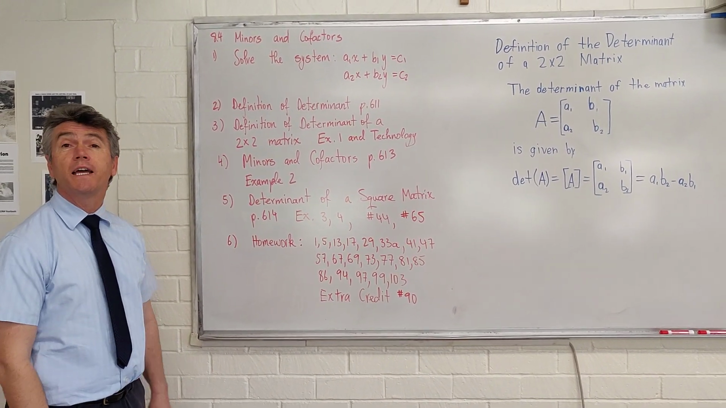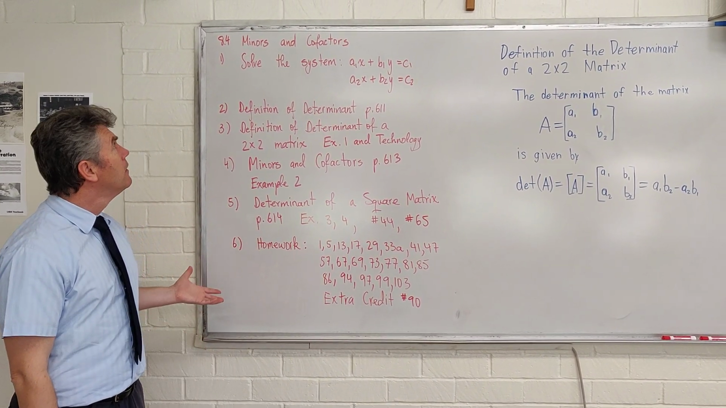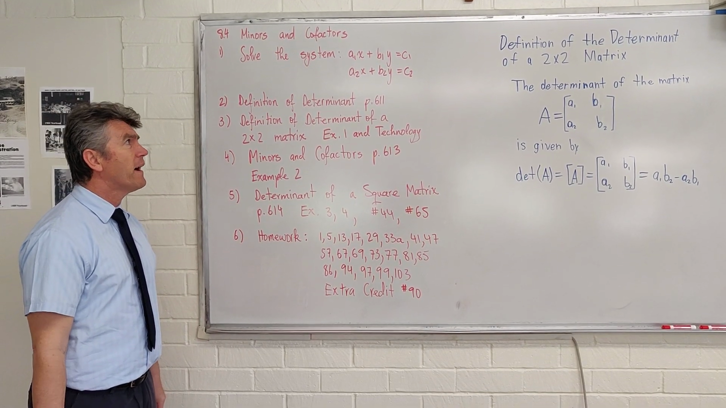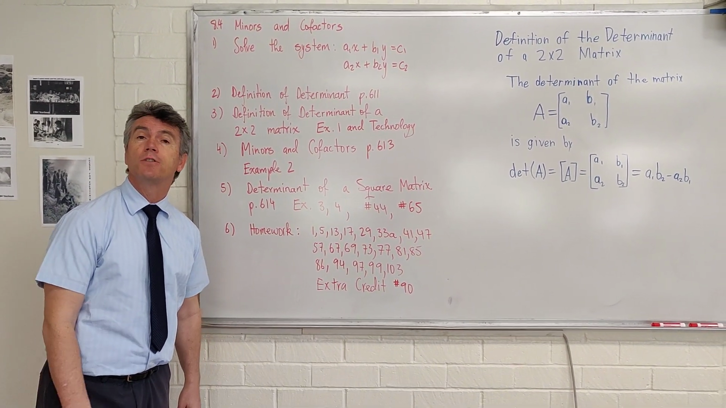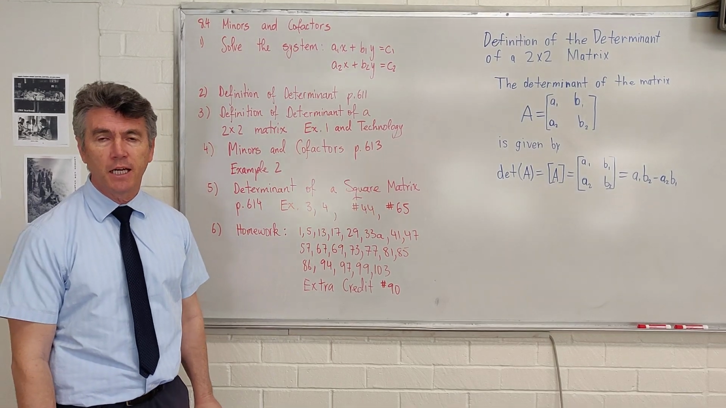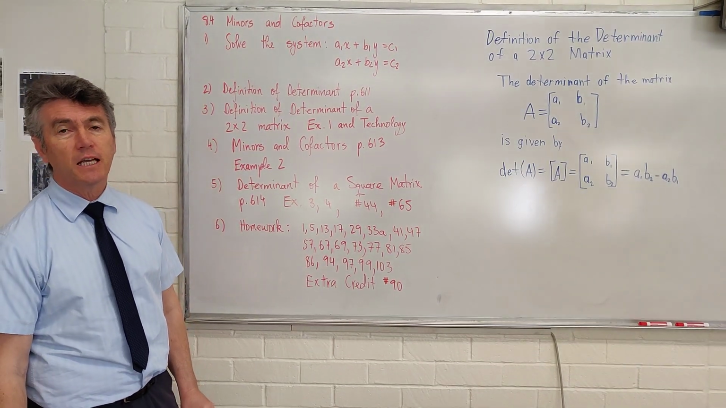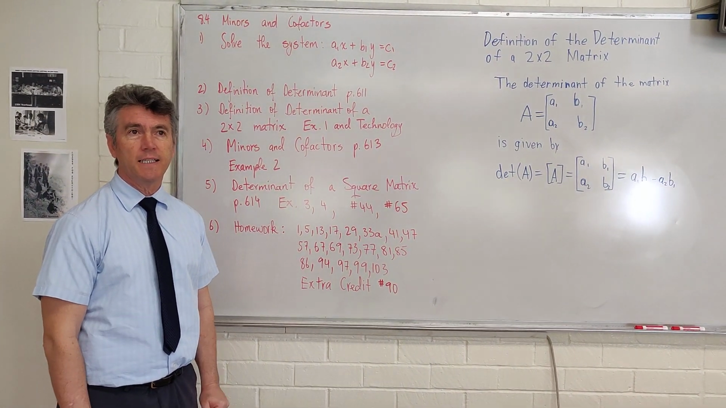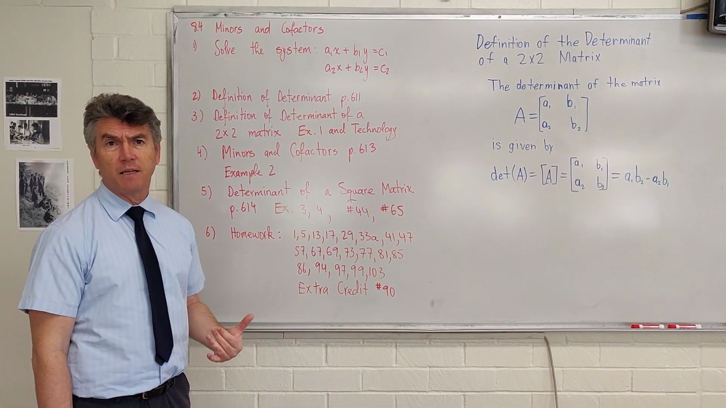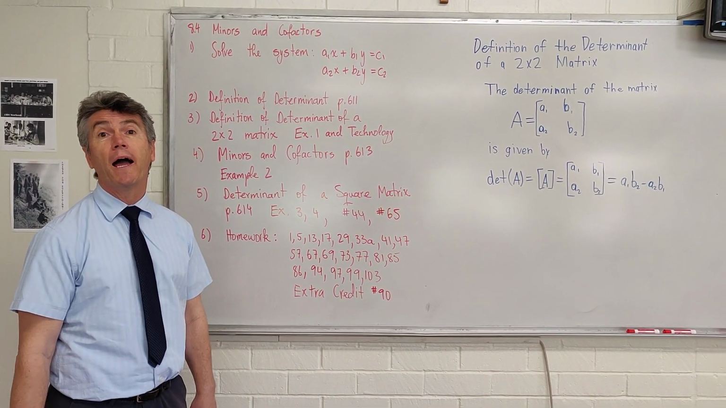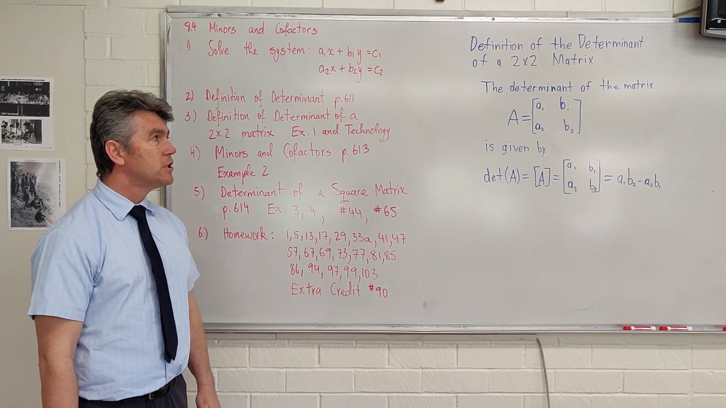Today we're starting lesson 8.4. The name of the lesson is minors and cofactors, but what we're actually learning how to do today is find the determinant of a matrix and what a determinant is. And then in the next lesson, lesson 8.5, we're going to look at some actual uses of determinants.